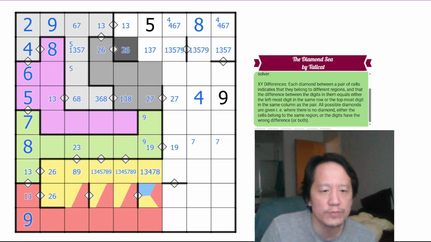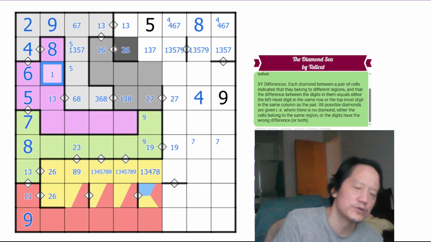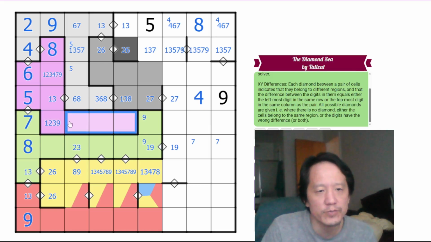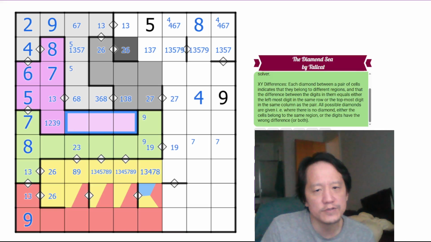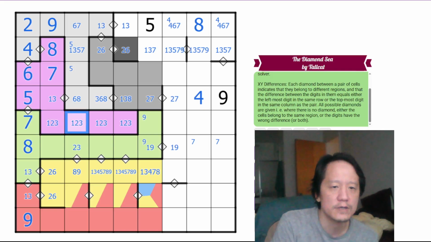This is a separate region. The rest of the pink region is 1, 2, 3, 4, 7, 9. So, okay, where can 7 be in the pink region? Cannot be here. It must be here. So this is 7. The rest of this is 1, 2, 3, 5, 9. So this can't be 9. Not 5, 9. 1, 2, 3, 4, 9. So this could be 4.